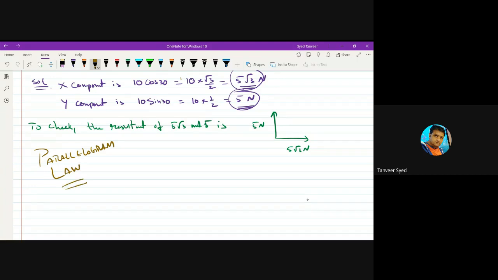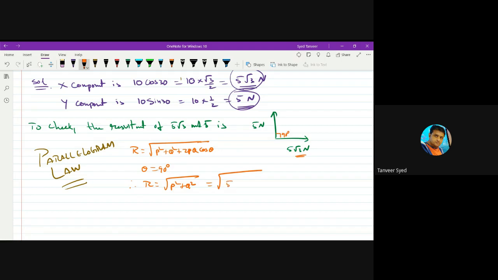The parallelogram law is used to add two vectors. Combining these two vectors means adding them, so to add these two vectors, you apply the parallelogram law. What does the parallelogram law say? The two vectors are perpendicular to each other, 90 degrees is the angle. The resultant is root of p square plus q square plus 2pq cos theta. Theta is 90 degrees, cos 90 is 0. Therefore, R is equal to root of p square plus q square.